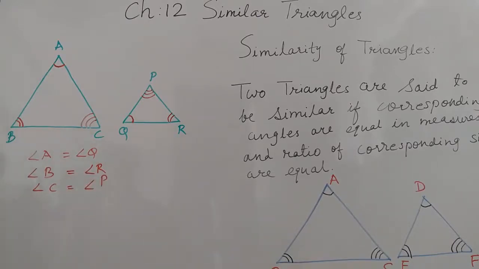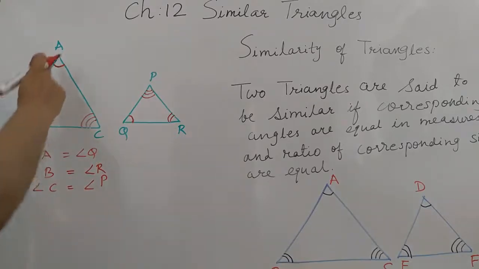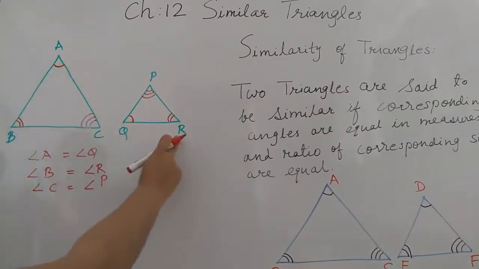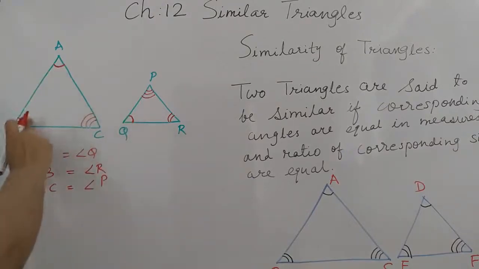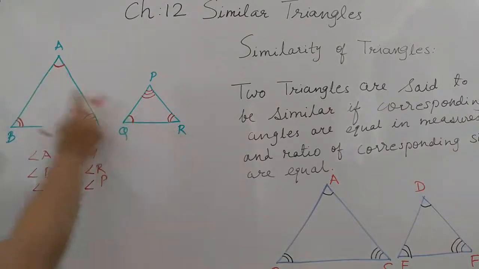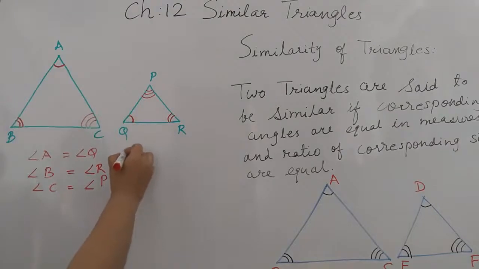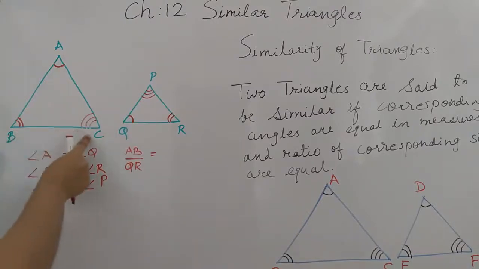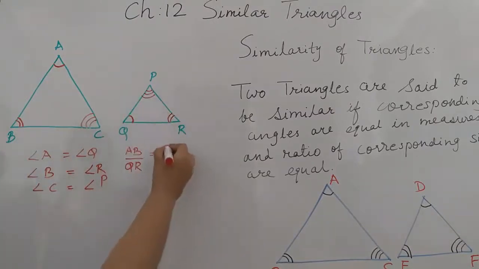And you can say the corresponding sides are also in order like that, like here AB, so here will be QR. Between these two angles you can see the signs I have drawn. So AB ratio QR we have to write. This order is very important. Then BC, that will be PR.